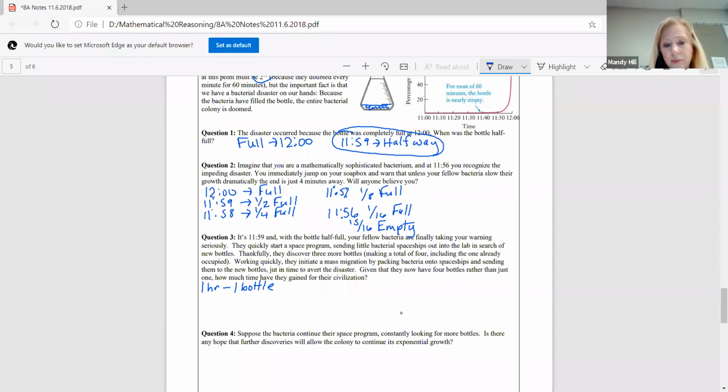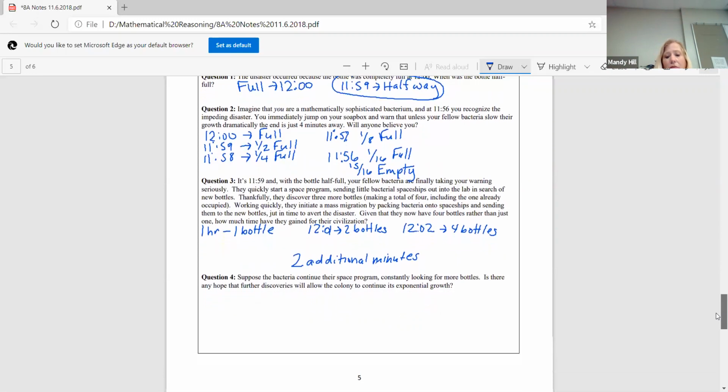So at 12:01, there would be enough to fill 2 bottles. Well, what's going to happen at 12:02? We're going to have enough to fill 4 bottles, right? Because it's going to double every time. So the discovery of 3 new bottles gives the bacteria only 2 additional minutes. That's how fast, when you're talking about exponential growth, it grows really fast. It starts out slow, but once it starts taking off, it gets big really, really fast.